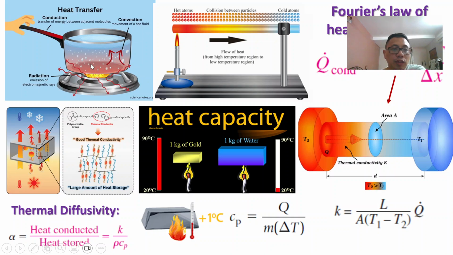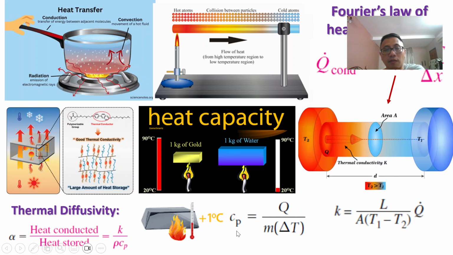Then we learn a few terms required in heat transfer. The thermal diffusivity is heat conducted per heat stored. It's a ratio of the thermal conductivity over density times the heat capacity. Thermal diffusivity is usually denoted by the alpha symbol.